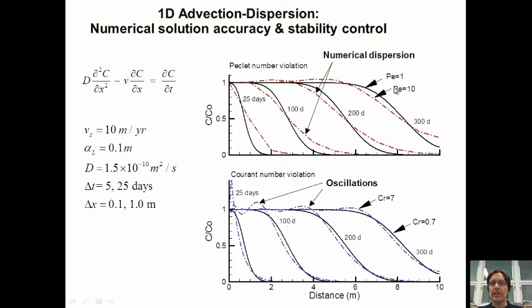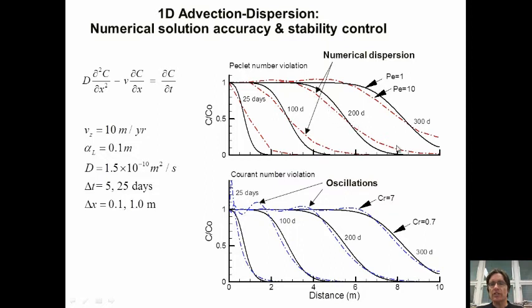If we violate the Peclet number, let's say by increasing our grid spacing, here in red shows you what happens. Here's a Peclet number of 10 in red for those same times, 100 days, 200, 300 days. So now we're starting to get some oscillations here. Our maximum concentration has been exceeded. So that's a problem. And we also notice a change in slope here.